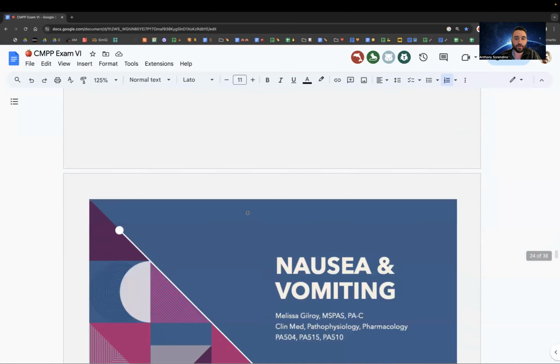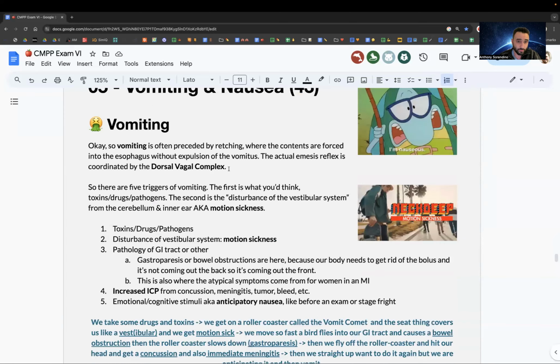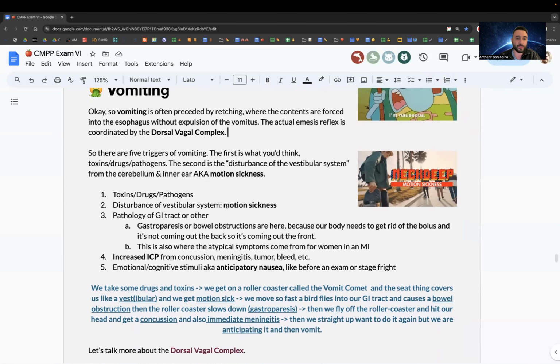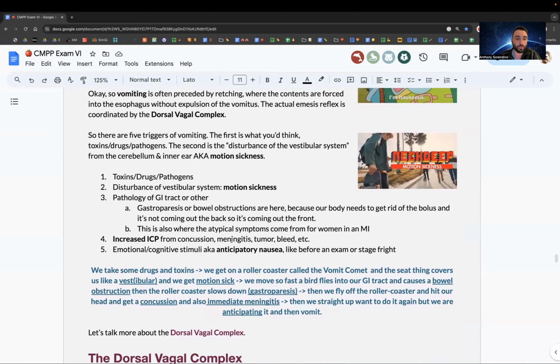Okay, let's move on. So nausea and vomiting. We're going to start with the vomiting, which is often preceded by retching. The actual emesis reflex is coordinated by the dorsal vagal complex. We'll talk about that in a second. There are 5 triggers of vomiting, and I have a little mnemonic here to help you remember them.